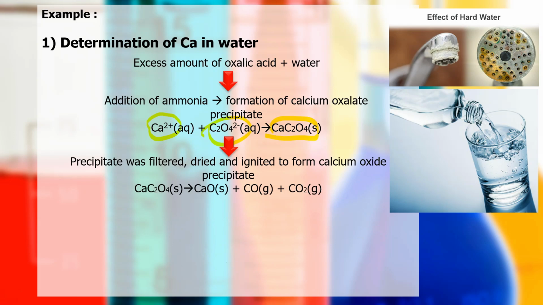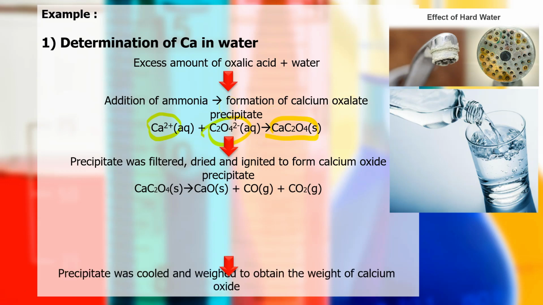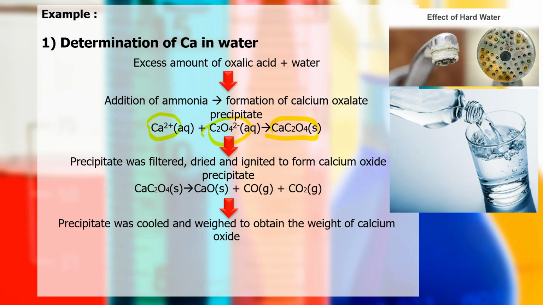Next, the precipitate will go through the filtration process, drying process, and ignition process to form calcium oxide precipitate. Next, the precipitate was cooled and weighed to obtain the stable weight of calcium oxide. Last step, the calcium content is then calculated in the form of calcium oxide.